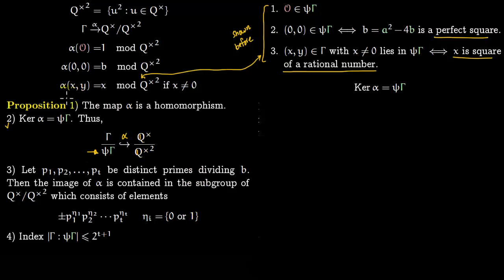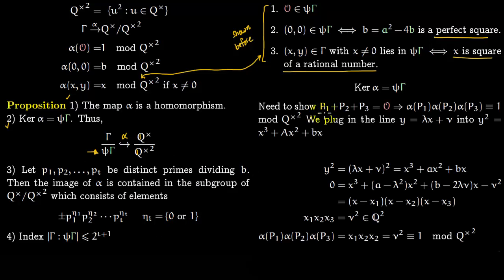Now we have to prove number 1, which is that alpha is a homomorphism. What we need to show is that if there are 3 points with p1 plus p2 plus p3 equal to O, and alpha of O gets mapped to 1, then applying alpha, this will become alpha p1, alpha p2, alpha p3, and this should become 1. So this should imply alpha p1 times alpha p2 times alpha p3 is equivalent to 1 modulo rational squares.